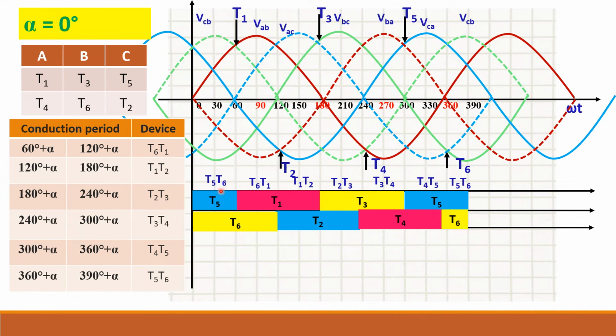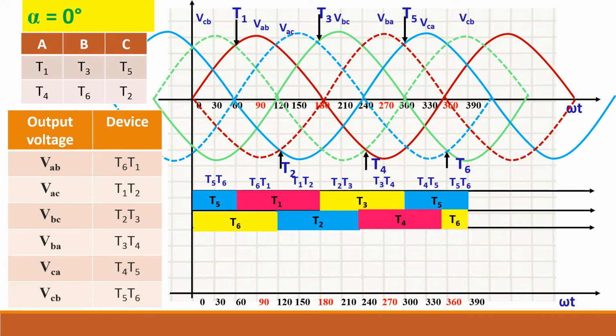If you see this period till 60 degrees, T5 and T6 are in conduction. During this period, T1, T6 are in conduction. During this period, T1, T2 are in conduction. Here, T2, T3 in conduction. Similarly, fill up these things. So this is very important. If you write it correctly, you can draw the waveform correctly.